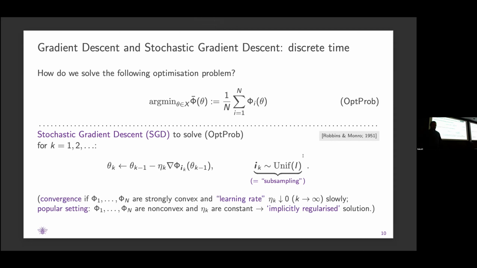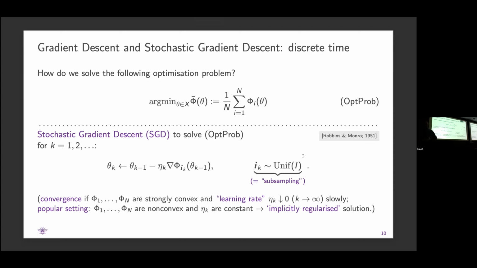Here convergence gets a bit tougher. So I need all of these phi i's to be strongly convex, and I need this so-called learning rate. What was called step size before is called learning rate now. Eta k will actually go to 0 as k goes to infinity. It's very annoying.